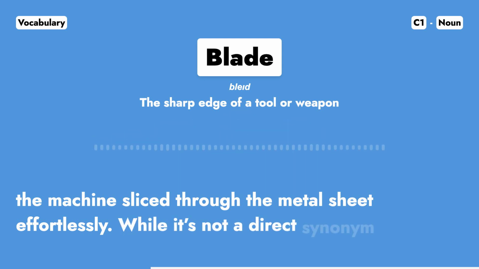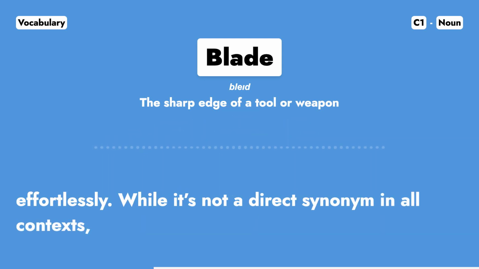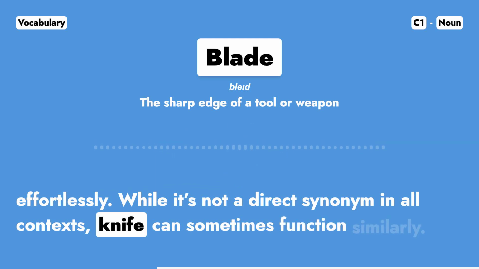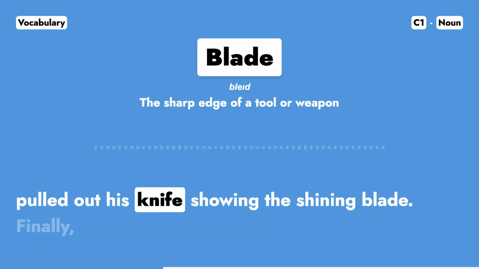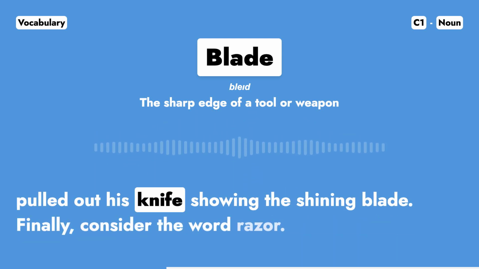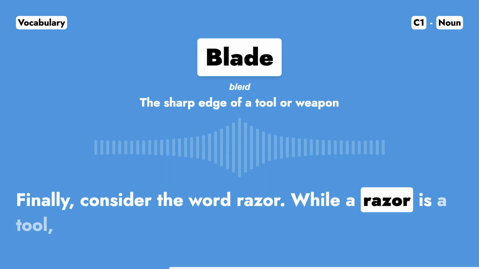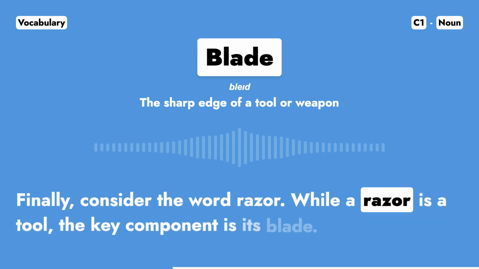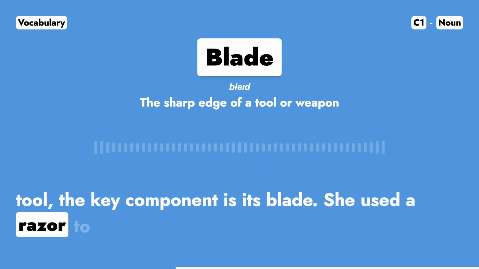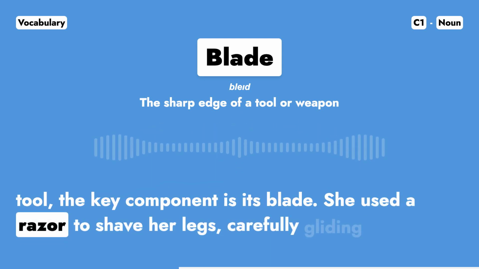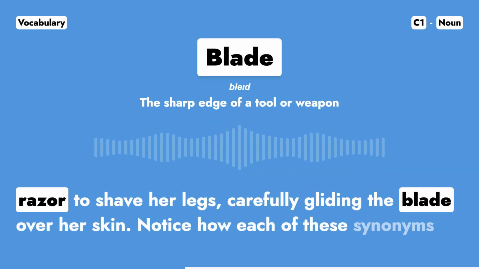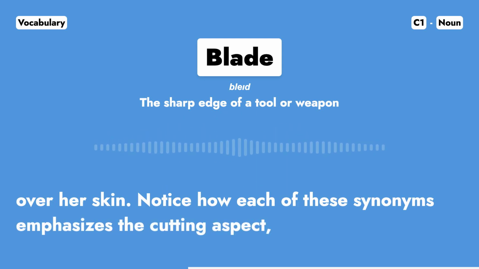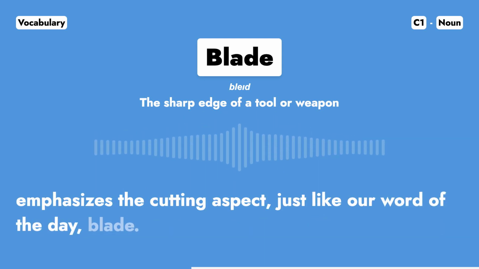While it's not a direct synonym in all contexts, knife can sometimes function similarly. He pulled out his knife, showing the shining blade. Finally, consider the word razor. While a razor is a tool, the key component is its blade. She used a razor to shave her legs, carefully gliding the blade over her skin. Notice how each of these synonyms emphasizes the cutting aspect, just like our word of the day, blade.